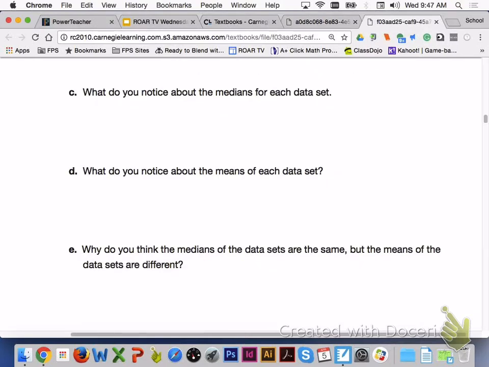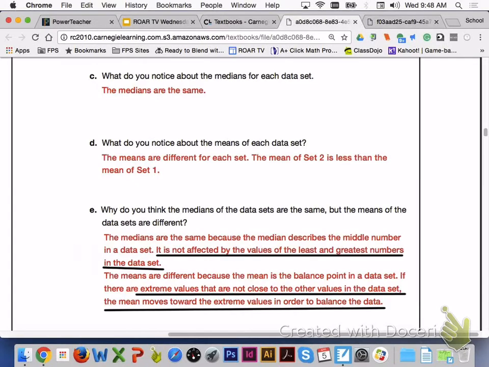Please answer letters C, D, and E with your group members. For letter C, the medians are the same for each data set. For letter D, the means are different for each data set. The mean for set 2 is less than the mean for set 1. And for letter E, the medians are the same because the median describes the middle number in a data set. It is not affected by the values of the least and greatest numbers in the data set.